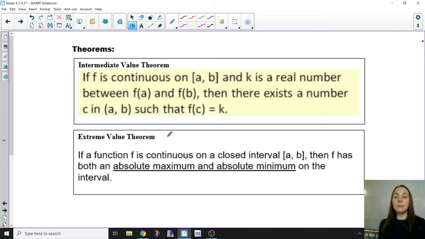The extreme value theorem, though, is a new one, and this one will be important for examples where you are asked to find absolute maxes or mins. The extreme value theorem says that if you have a continuous function, but also you are looking at a specific closed interval of that function, meaning there are endpoints, those are the conditions of EVT, or the extreme value theorem. Then the theorem says that f has both an absolute maximum and an absolute minimum on that interval.